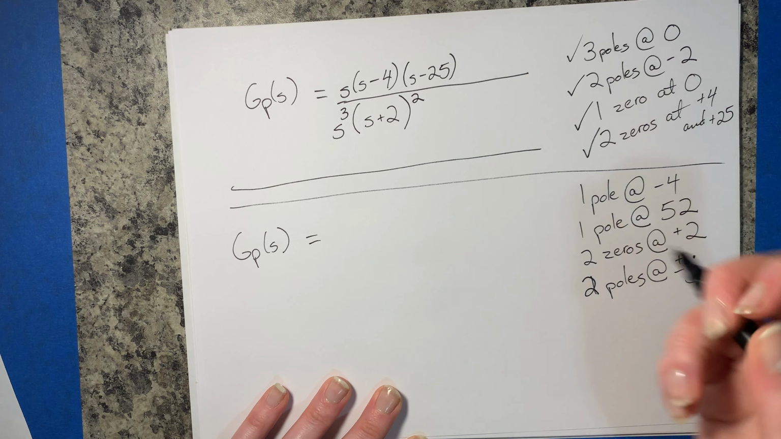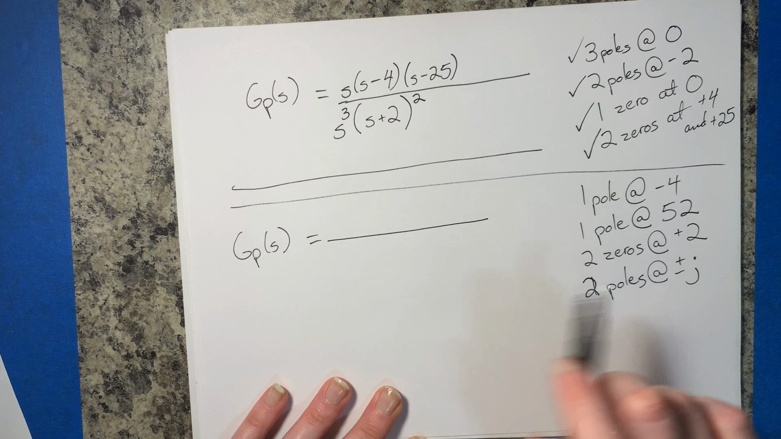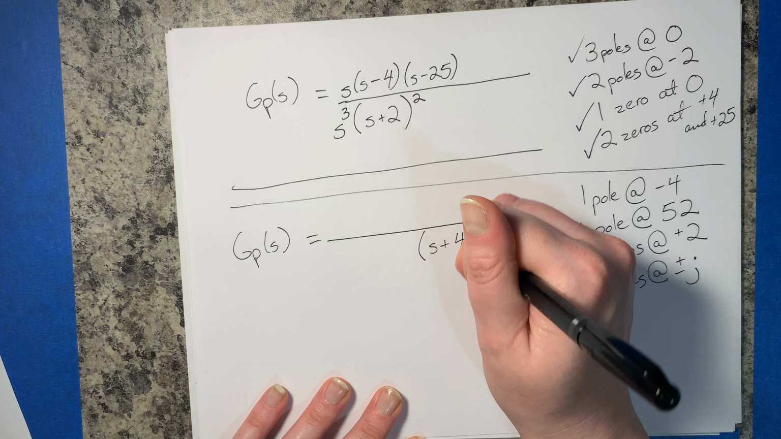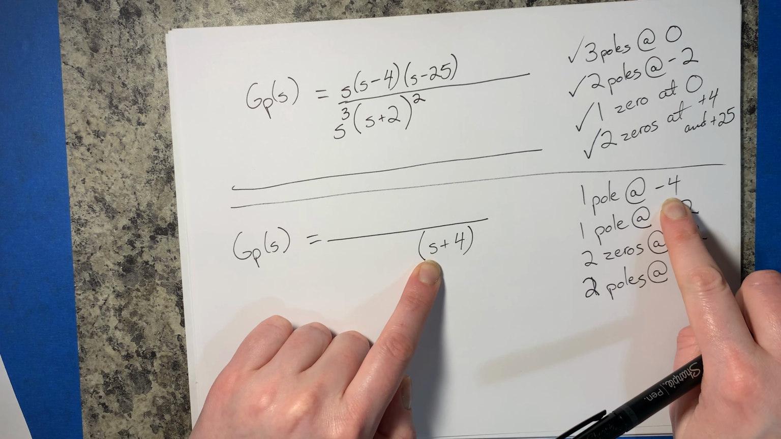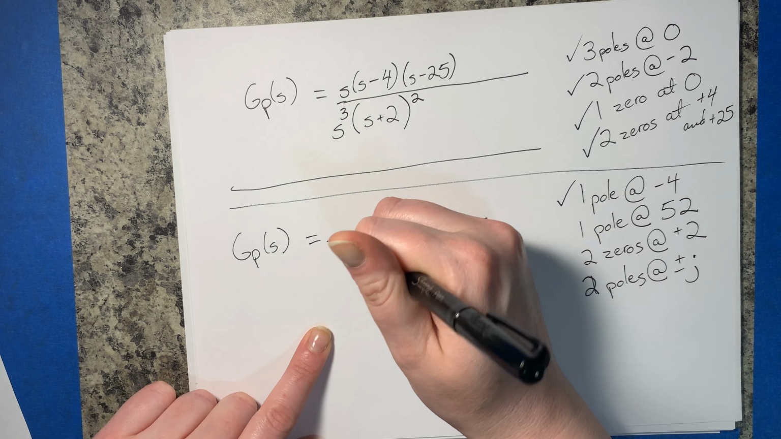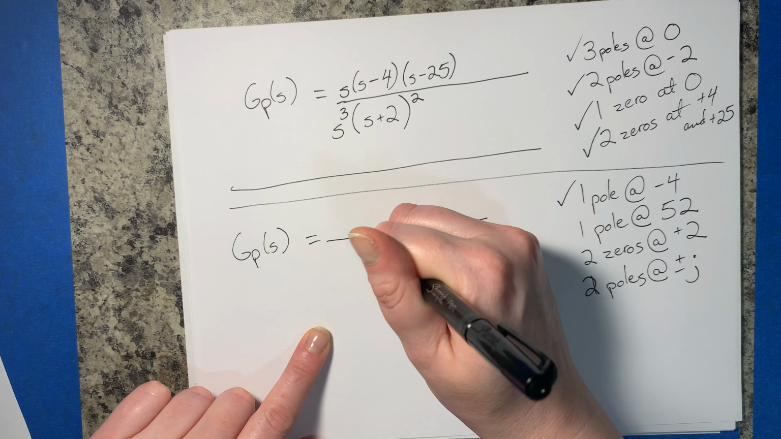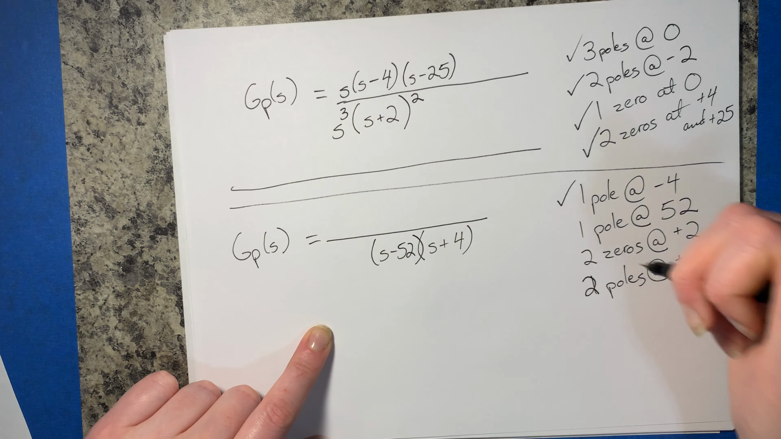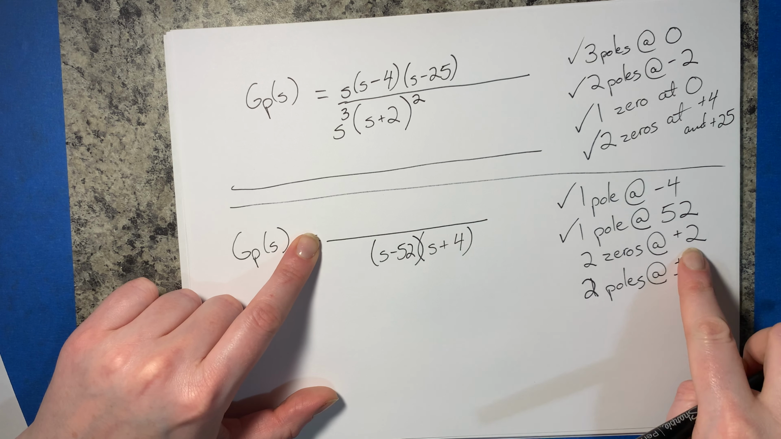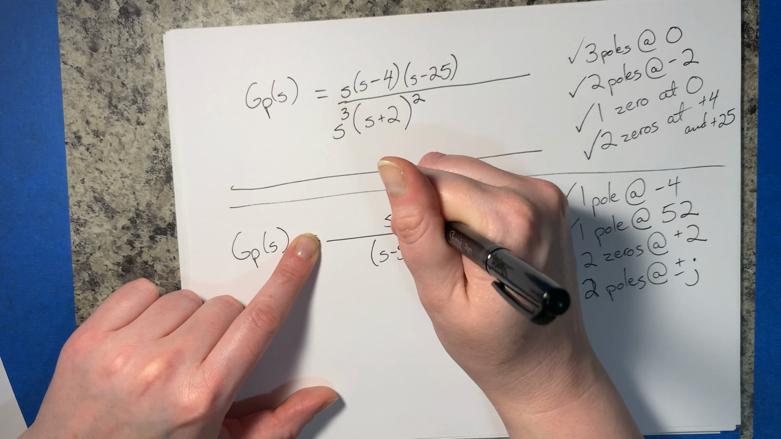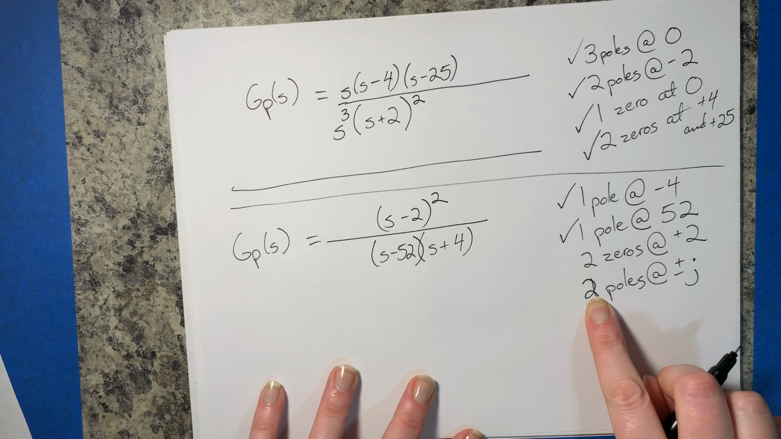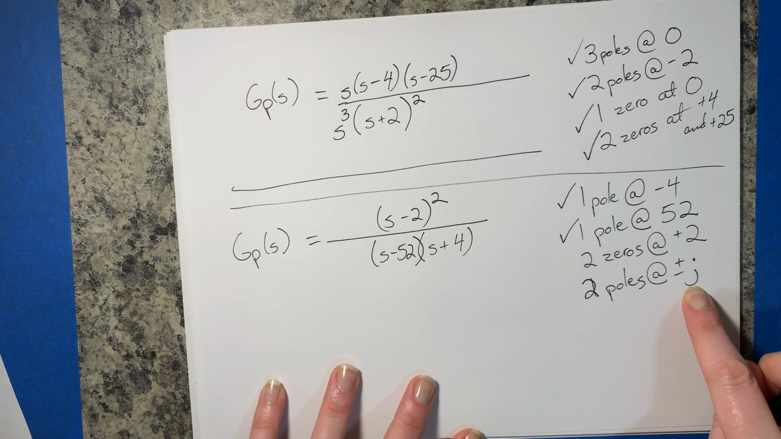All right, so let's start here. We have 1 pole at -4. So we have an s + 4. Solving that, we would get a -4 for s, and there's our pole. So we've got that. 1 pole at 52. Got that. Okay, 2 zeros. So this is on the top now at +2. So we've got s - 2, and we can square that. Okay, and then we have 2 poles, and this is the complex plus or minus j.